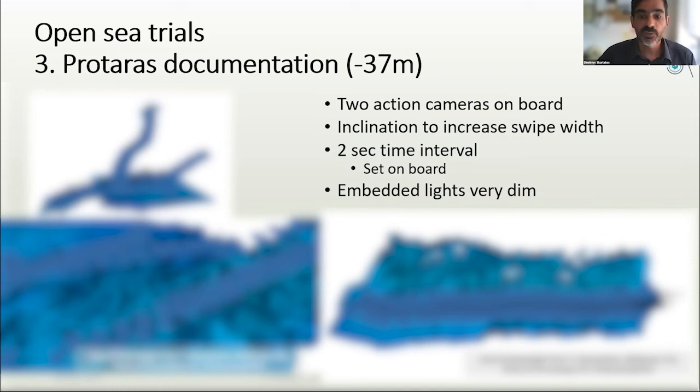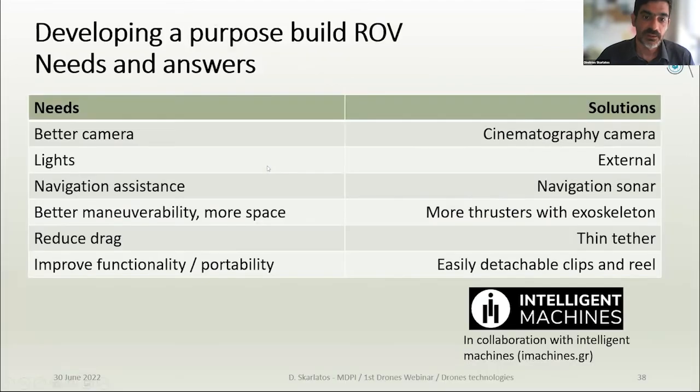The time interval was predefined at 2 seconds, set on board, and then we released the ROV to the sea. And as you can see, the lights of the ROV are not enough to get any colors of the object. And inevitably, you come to a point where you understand that you need to build your own ROV with your own specifications, especially if you're discussing such a small and affordable ROV.